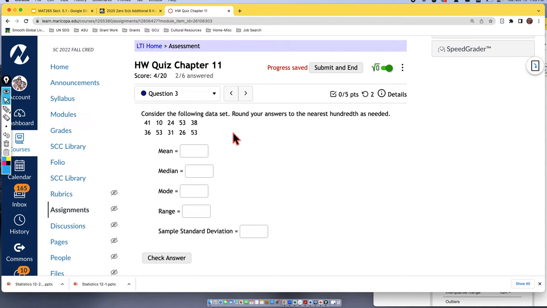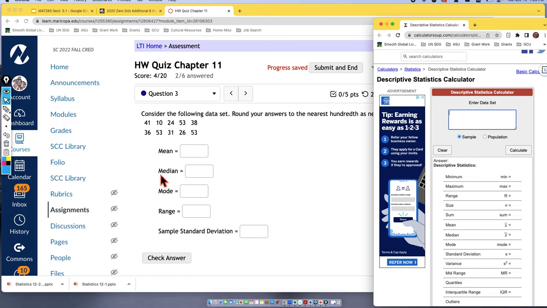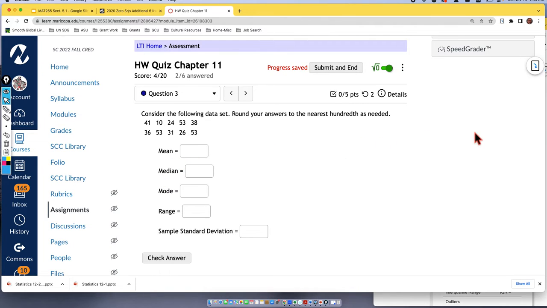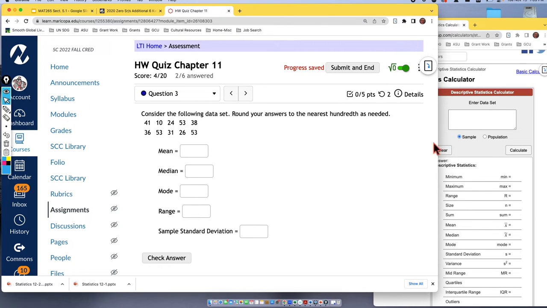Question 3, consider the following data set. Round your answers to the nearest hundredths as needed. So they want the mean, the median, the mode, the range. Okay, so let's see if this works the way I was hoping it would. I think I can bring this in a little bit. I think we'll be able to copy these.